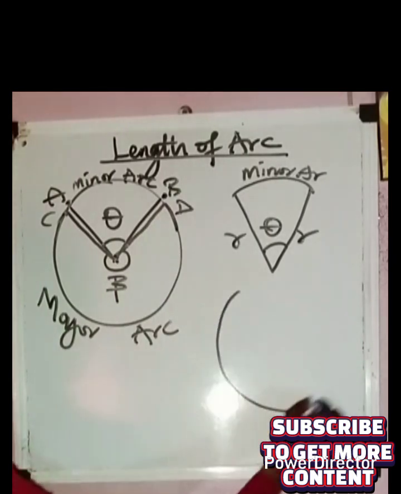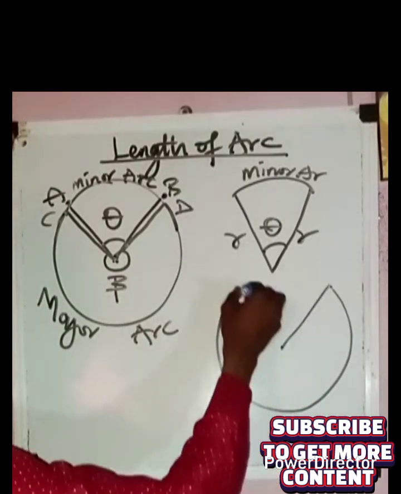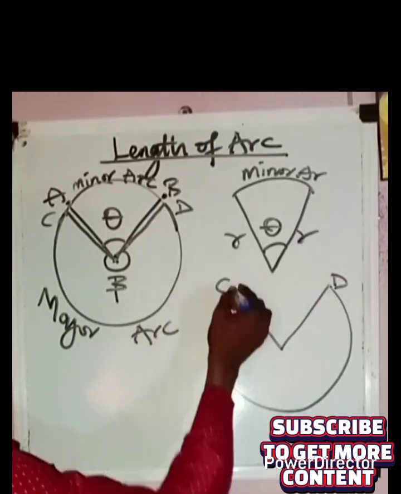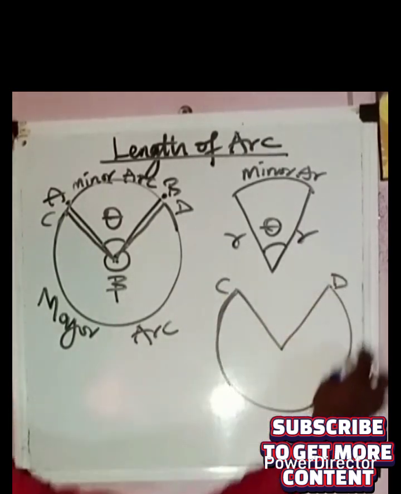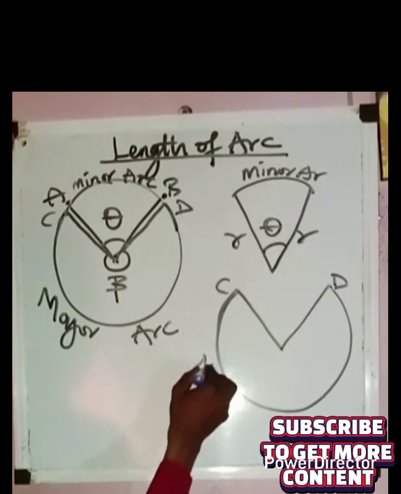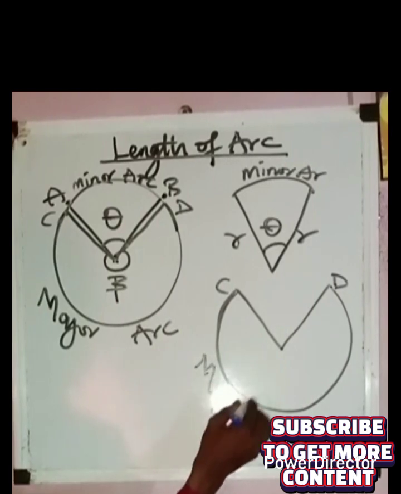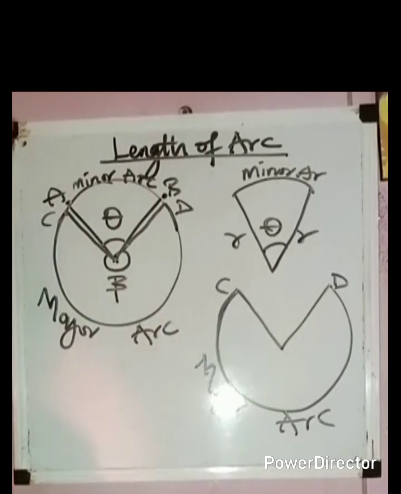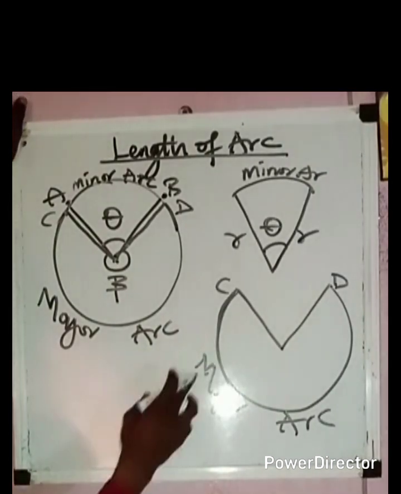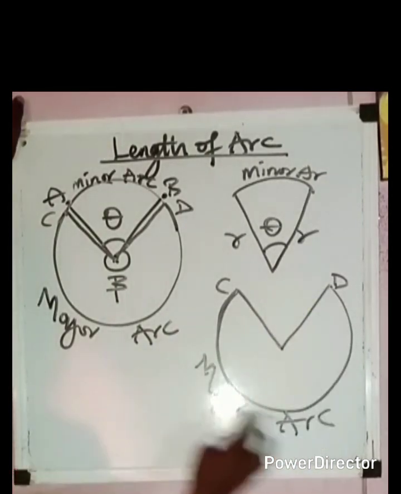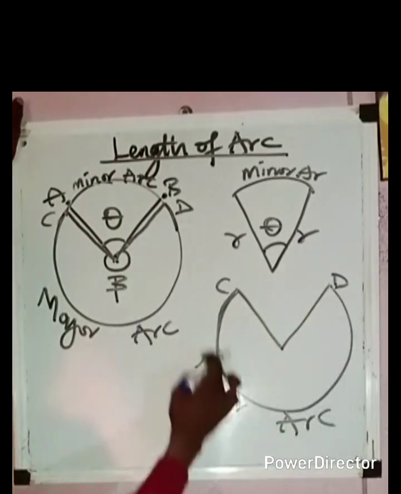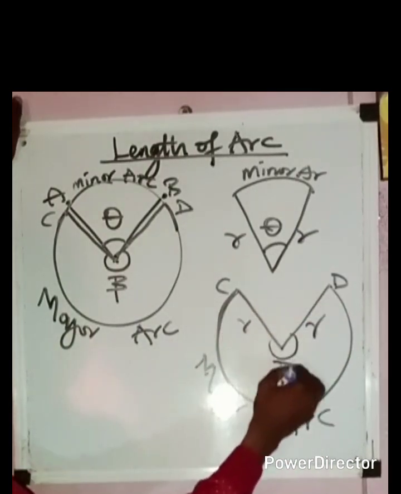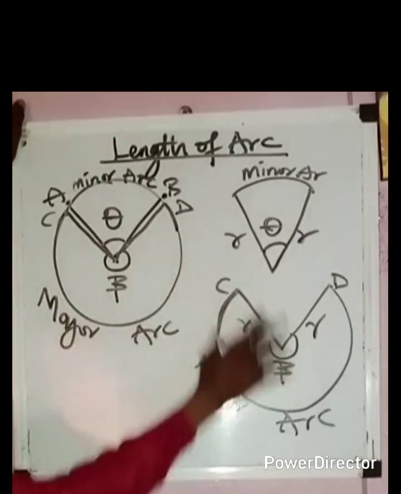So our major arc, we'll call this CD. This curved distance is our major arc. This is also the radius. Let's call the angle here beta. So I've been able to separate these two diagrams.